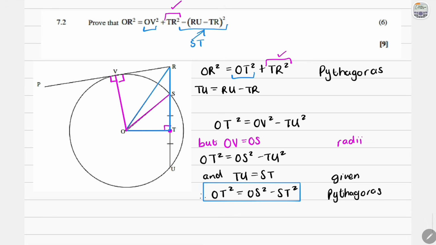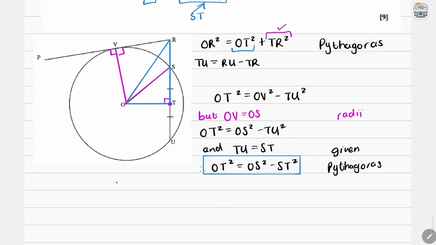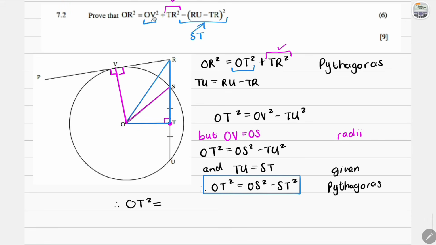But clearly what they have done here is, we need to show why OT squared is actually equal to OV squared minus all of this. Clearly, the OS, they actually still replaced it with OV. Remember how OV and OS are exactly the same. So we're going to do the same thing here. So this equation for OT squared can actually be expressed as, instead of OS squared, we're going to put OV squared back in there. So this is OV squared in place of OS because we know they are equal, equal radii, and then minus ST squared. But you know that ST is equal to TU.